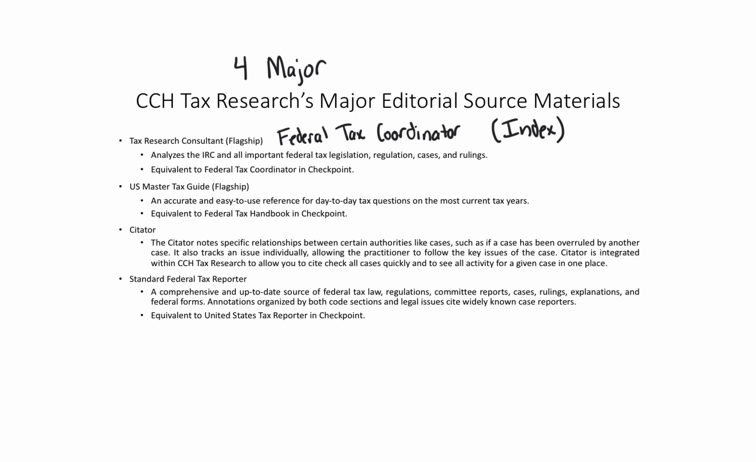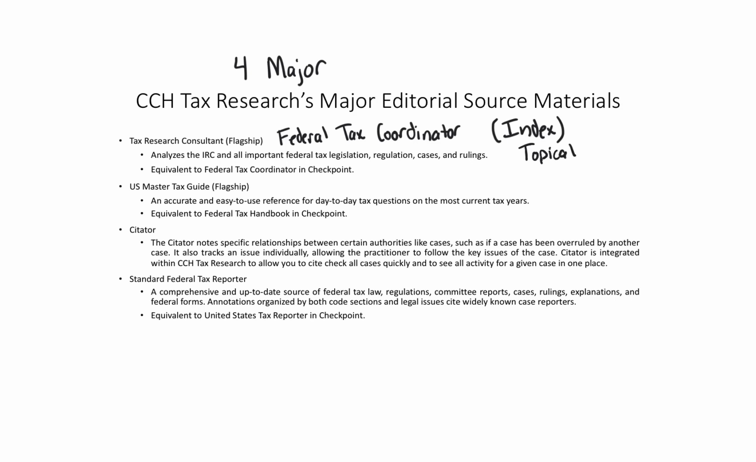So each of these four major tax research editorial materials that CCH has, there's the equivalent in Checkpoint. And there's other tax research databases out there, and they have their equivalents as well. So in CCH, there's two flagships. There's the Tax Research Consultant and the U.S. Master Tax Guide. Let's start with the Tax Research Consultant. This is the equivalent to the Federal Tax Coordinator. It analyzes the Internal Revenue Code and all important federal tax legislation, regulation, cases, and rulings. It's an index-based search, which means it's topical.